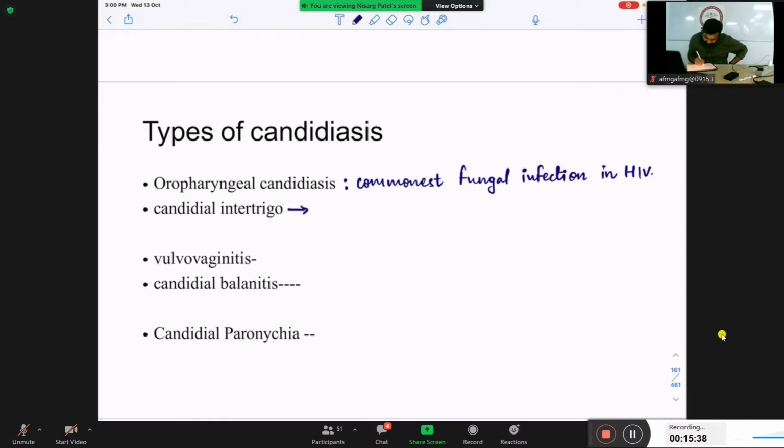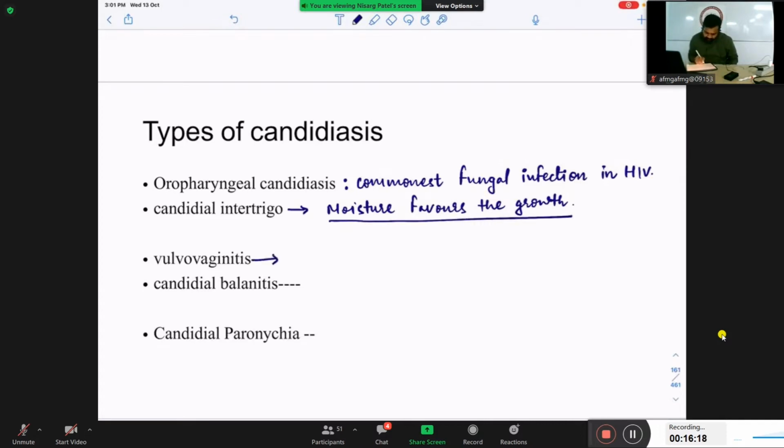Why will a person develop candidal intertrigo? Because of the moisture. Moisture favors the growth of this fungus. It also occurs in children, mouth infection also occurs in children. The moisture favors the growth.